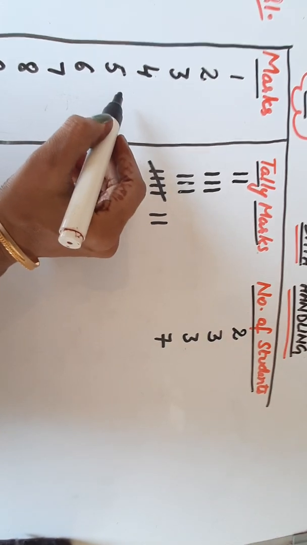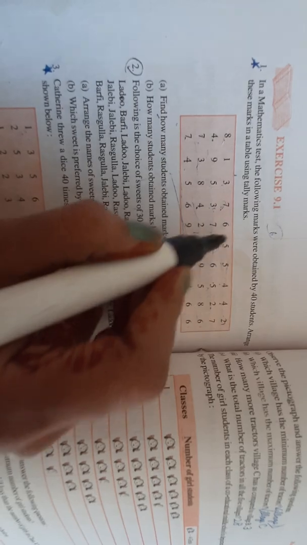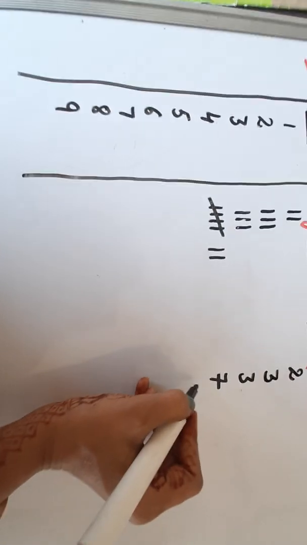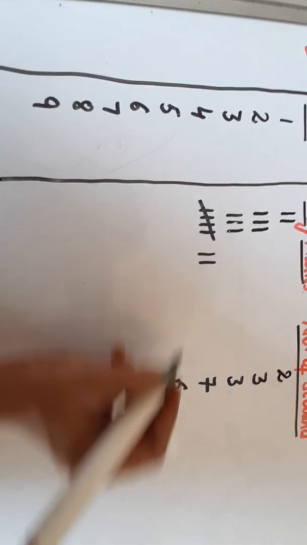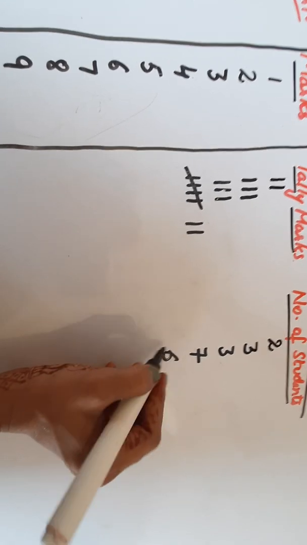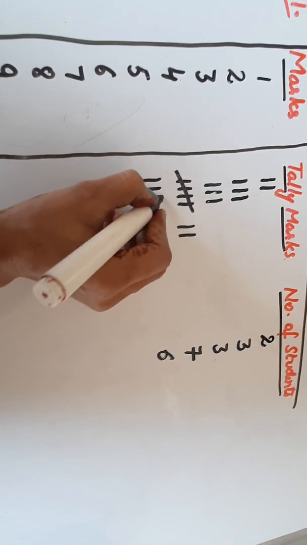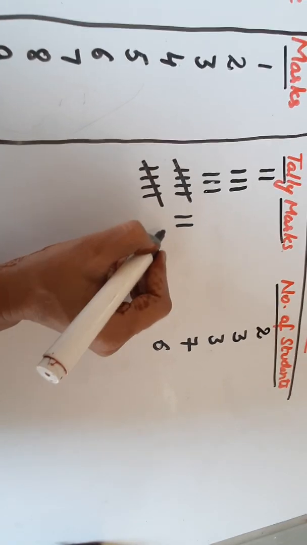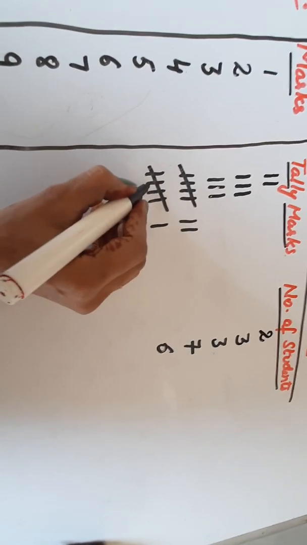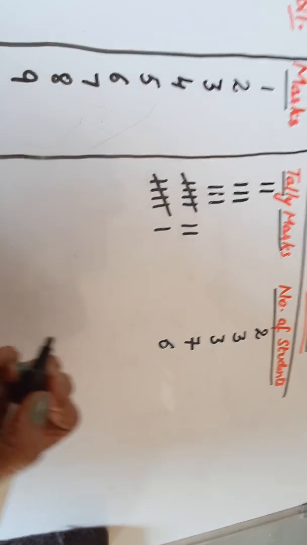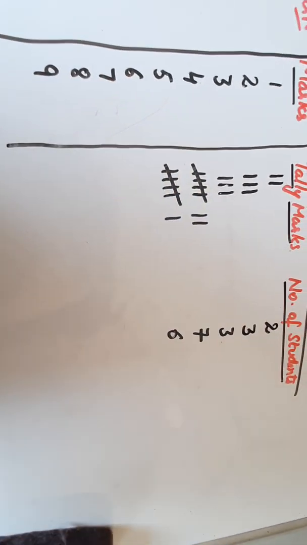Now let us see how many students obtained 5 marks. So 5, 1, 5, 2, 5, 3, 5, 4, 5, 5 times 5, 6 times 5. So 6 times 5 means 6 students. So 6 students obtained 5 marks. Let us make tally marks for 6 students. 1, 2, 3, 4. Number 5, shut the door. 6. 1, 2, 3, 4, 5, 6. Like this.